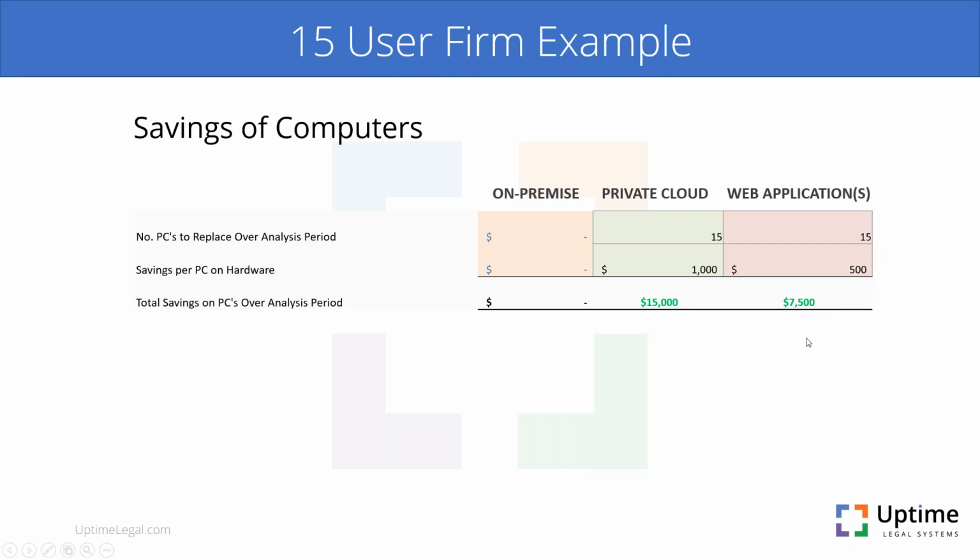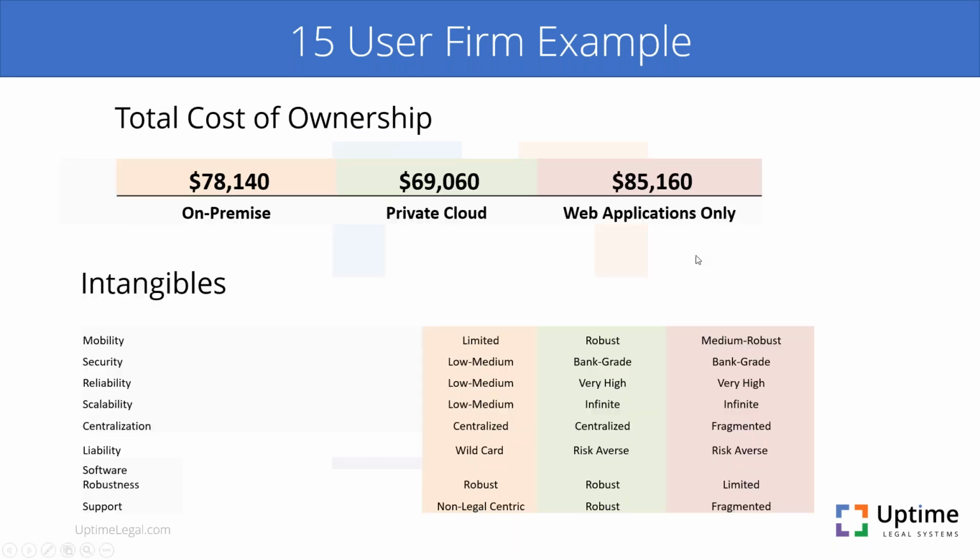Well, web apps is half that. And the reason is because even if the applications are in the cloud, you still have Office and Adobe and things installed locally that are linking to it. Whereas in a private cloud format, you can get away with having nothing installed locally and literally have them be dummy terminals. So there's still some savings here, just not as much. What does that bring us to? Here's your grand total. On-premise over 3 years is $78,000. Private cloud, $69,000. Web apps only, $85,000.